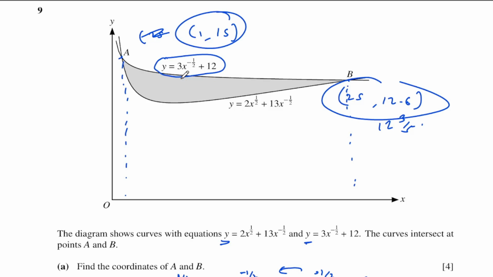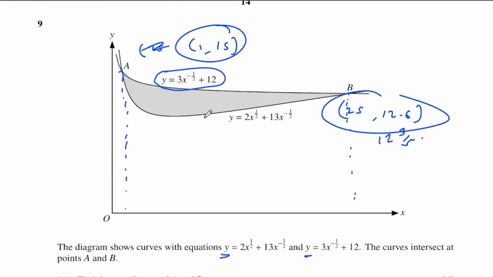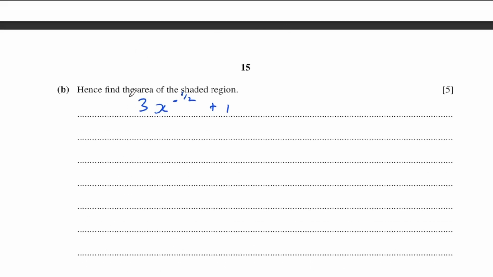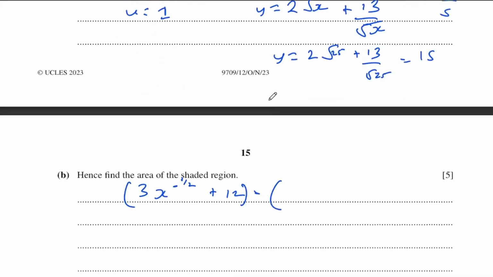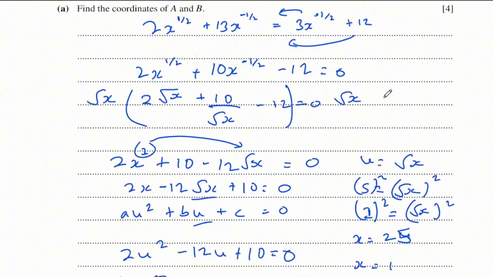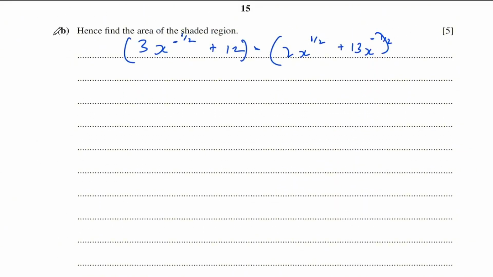So we're taking the first curve, which is 3x power negative half plus 12, and then we are doing minus this part. So this entire thing minus 2x power a half plus 13x power negative a half. Yeah, and this is what we need to find the area of.